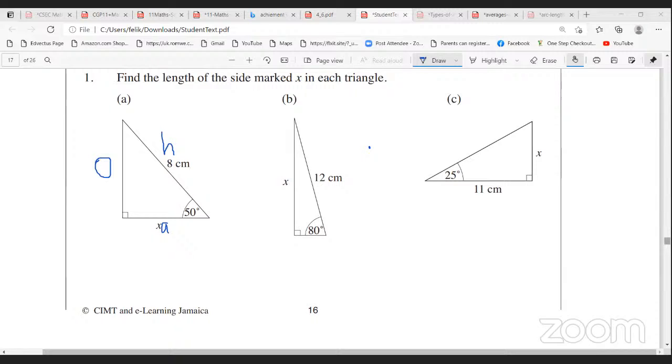The cosine formula is cos A equals b squared plus c squared minus a squared over 2bc.